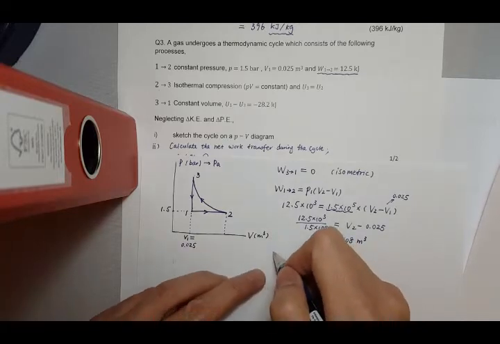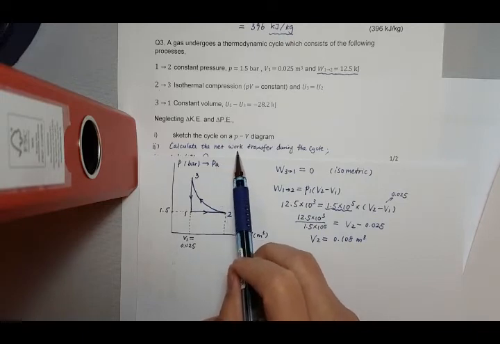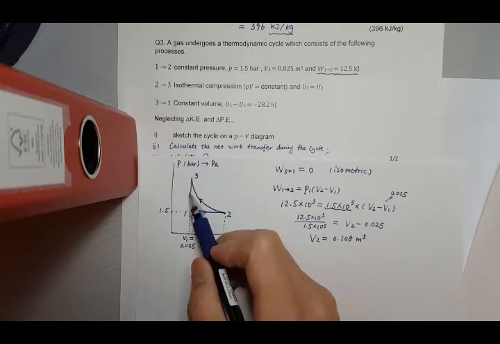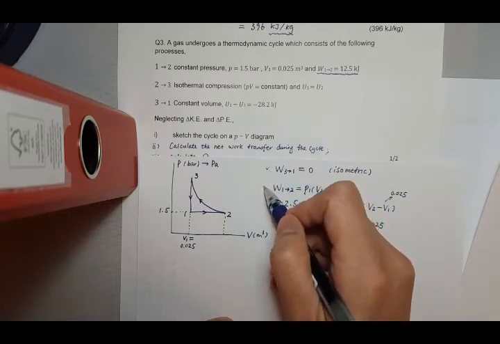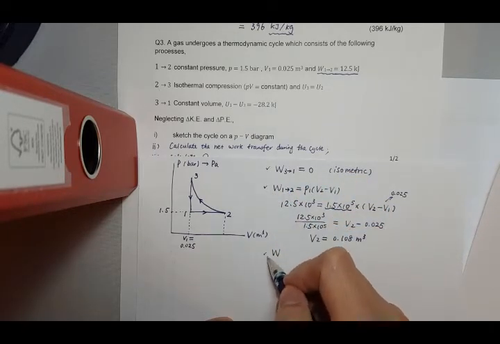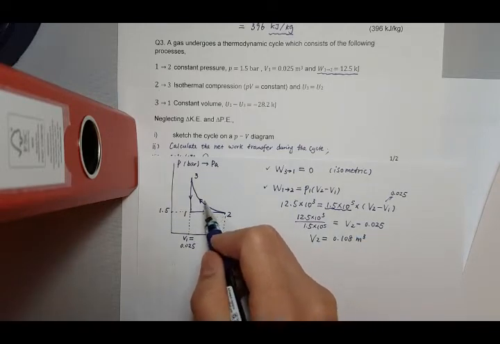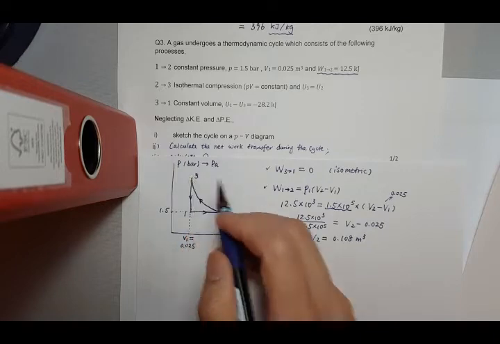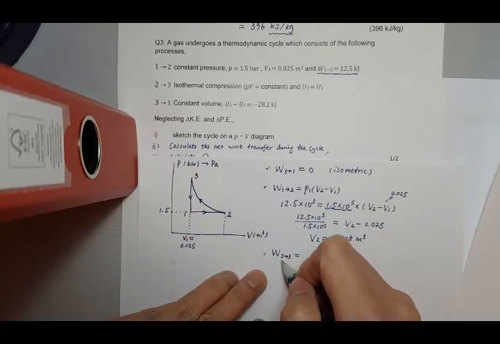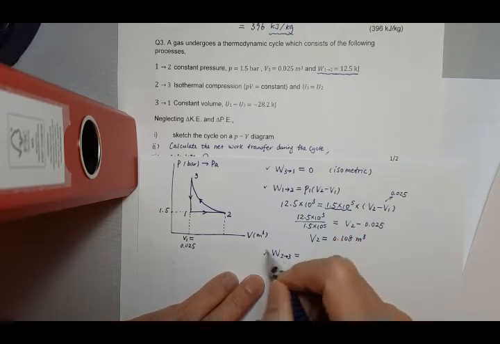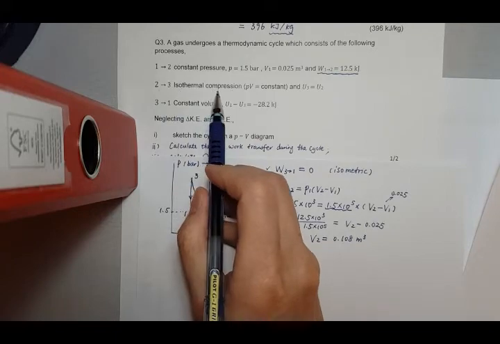Right, so this is how we're going to calculate V2. Now we're going to calculate the work, because I said in order to calculate the net work transfer, we need to calculate the work done for each of these processes. So this is 1, 2, and 3. We're going to calculate the last process, from 2 to 3. You can see this is a curved one. Make sure we have the starting point and end point. The curved one represents an isothermal compression process.